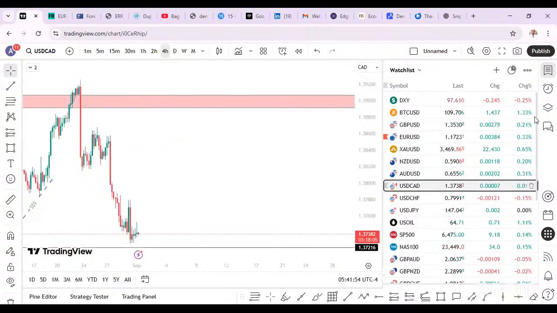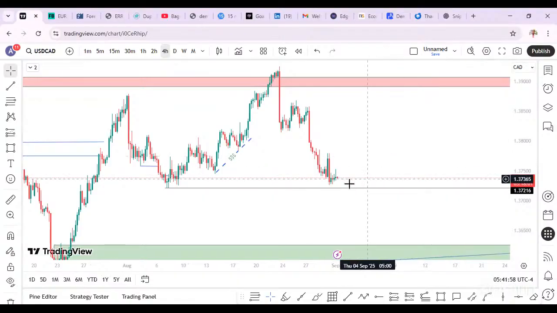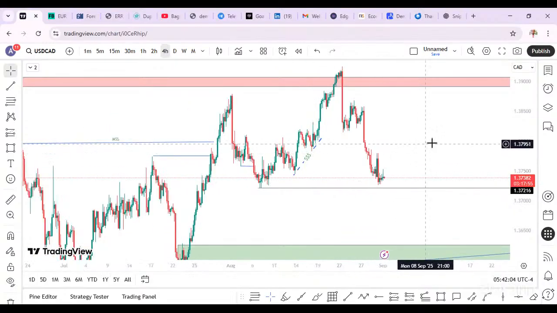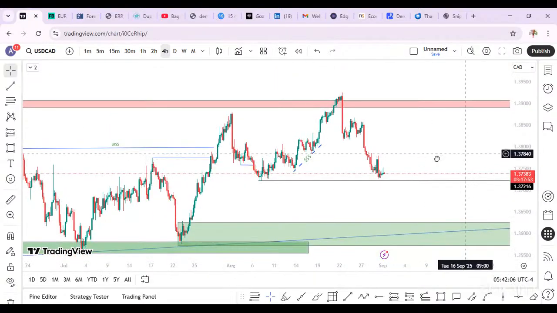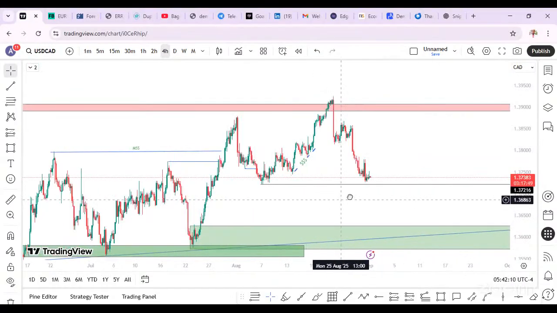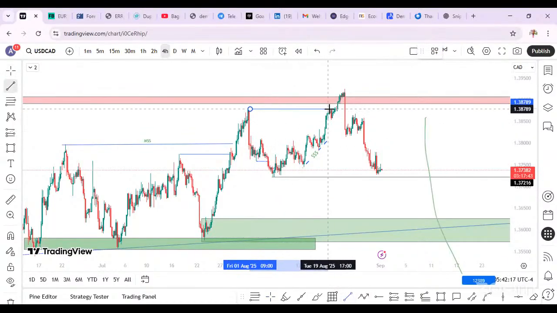USD CAD. So USD CAD is drawing to, I'm looking at it, maybe tomorrow, let's wait. As far as this is concerned, we are still what? Bullish. You can see we are still bullish. Here we have our what? We have our break of structure.